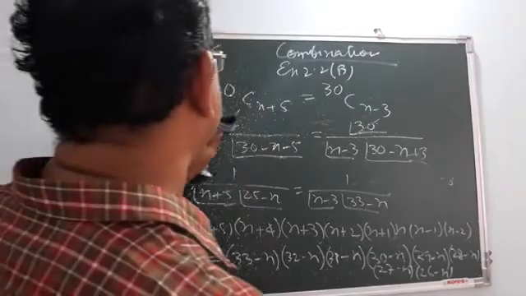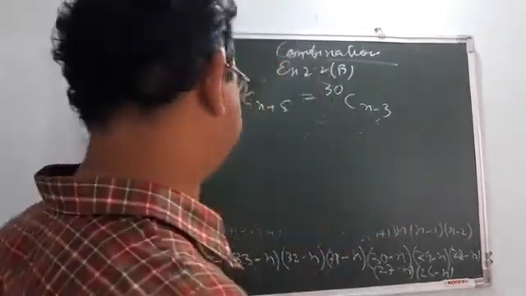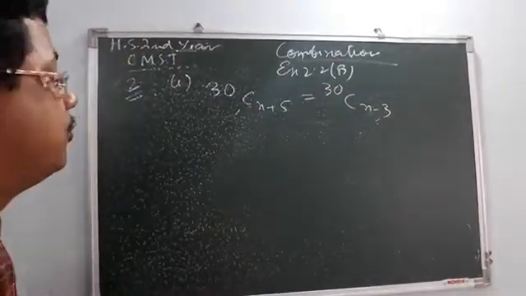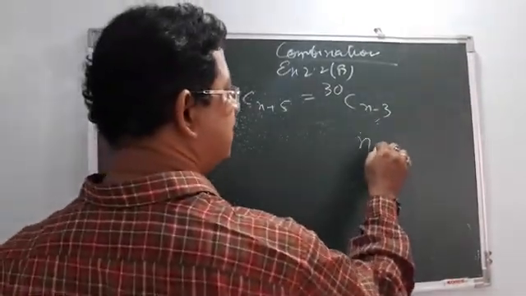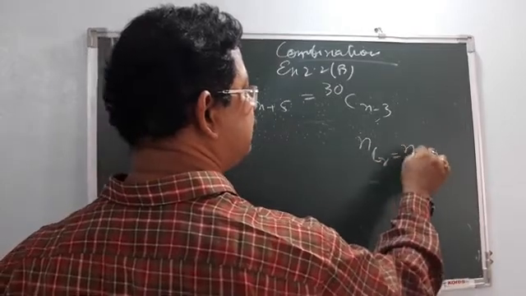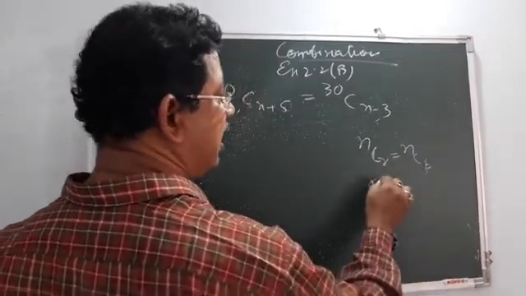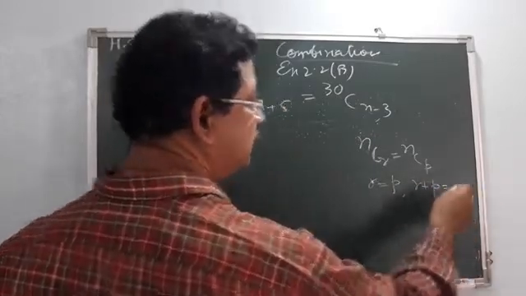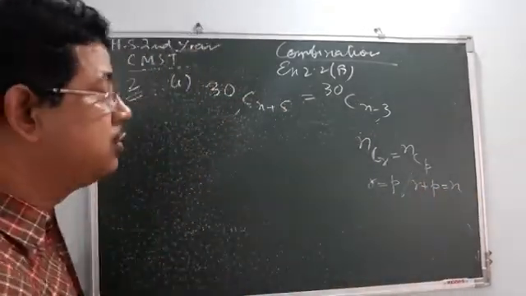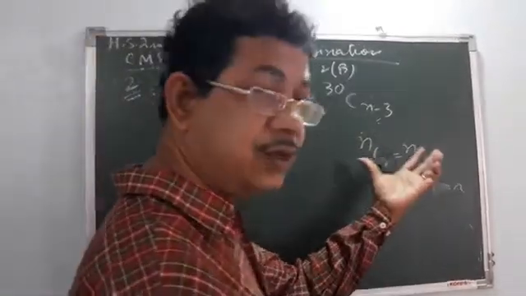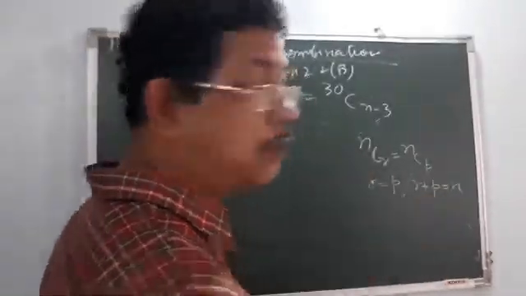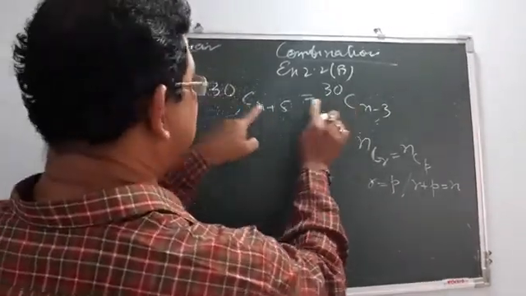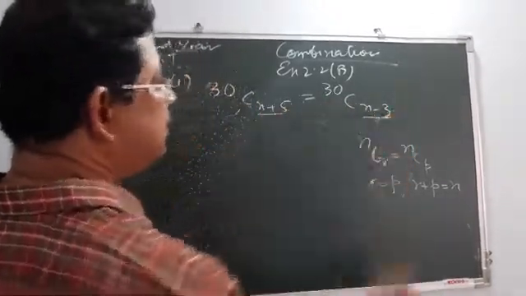Now this one I will do by an easy method for 1 mark. This way also can be done, and it is the normal procedure, but it is very time consuming. Suppose nCr is equal to nCp. Then either r is equal to p or r plus p is equal to n. This or that condition. Two combinations if equal, then r is equal to p or r plus p is equal to n. So as these two are not equal, this cannot be equal to that one.